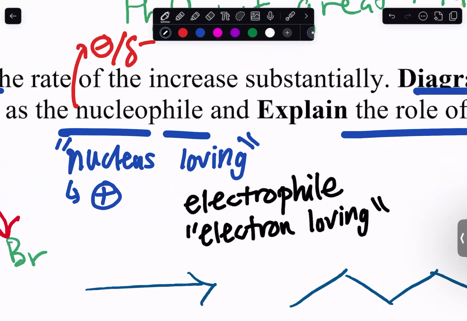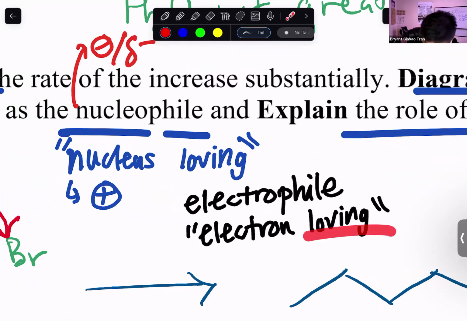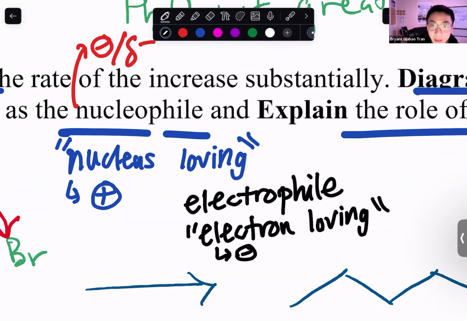A negative? So they love negative charge because electrons are negatively charged, right? And if they love negative charges, they have to be the opposite charge of a negative charge. Positive. Right, positive charge, right. So electrophiles would be positive charges.